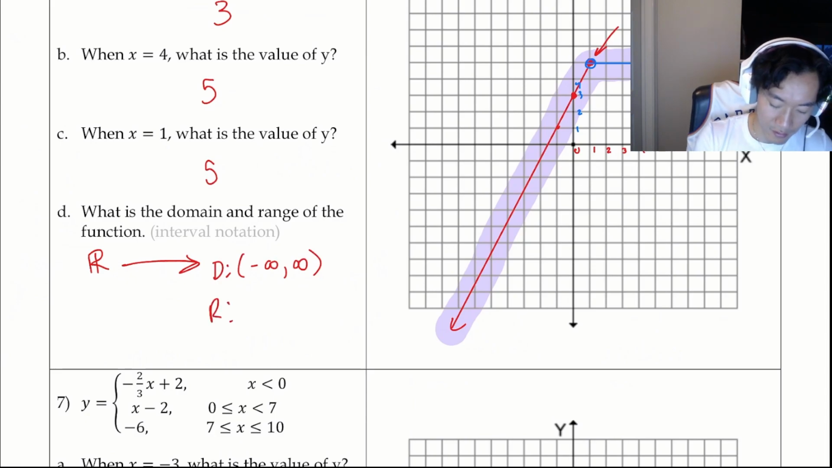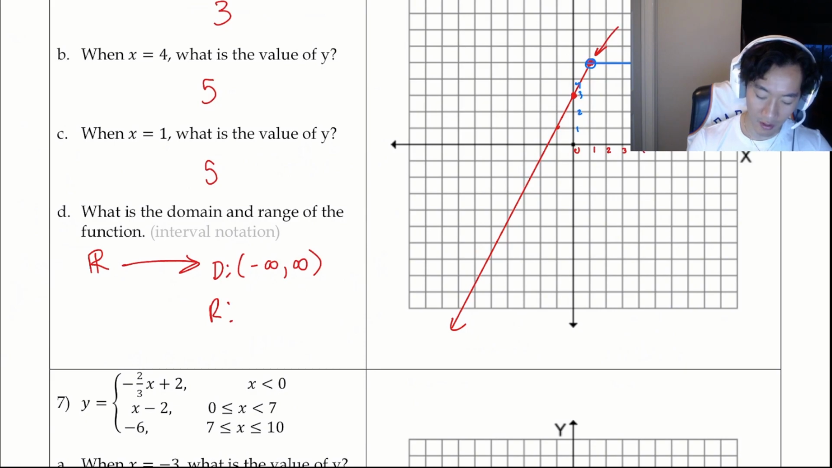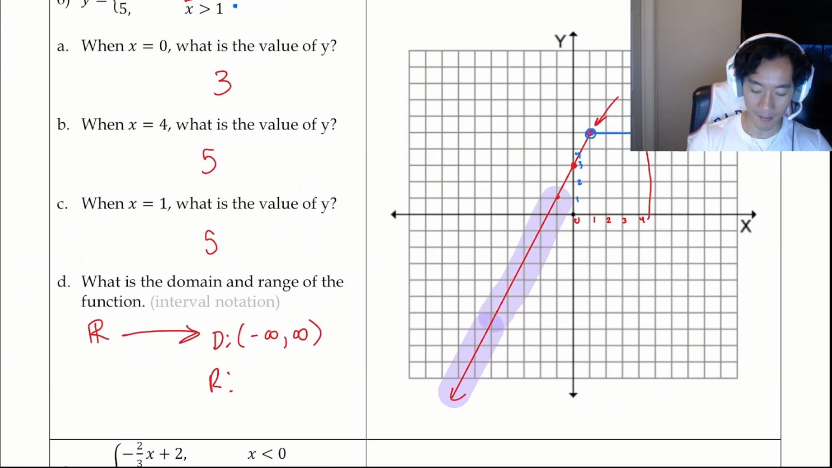Now let's find the range. Range, I think, is from bottom up. Domain is left to right. So for range, let's start from the bottom and go all the way up and trace. Let's erase what I currently have highlighted. If I start from the bottom of my graph, I start here. And as I trace it going up, there are no gaps as I go up this graph. Even though I'm not going up anymore here, it still counts.